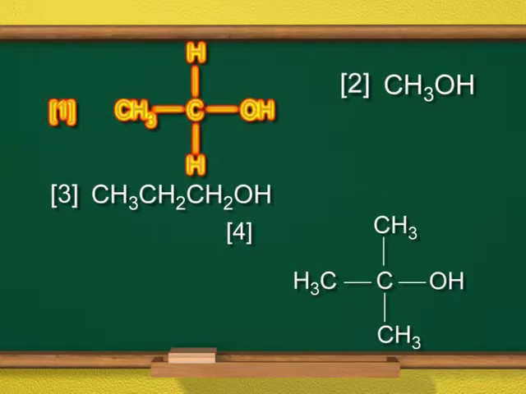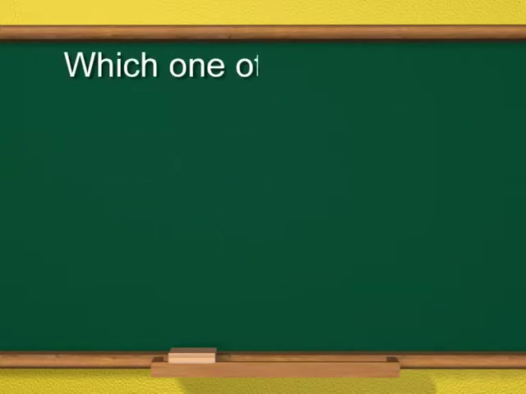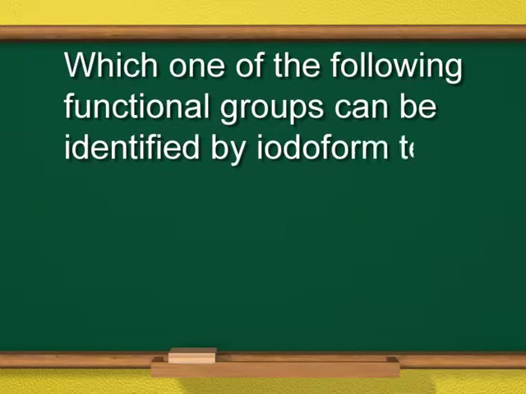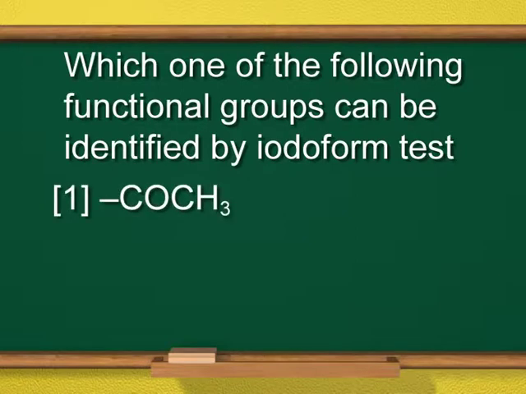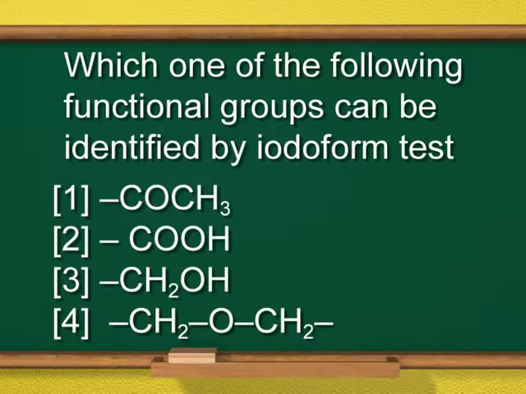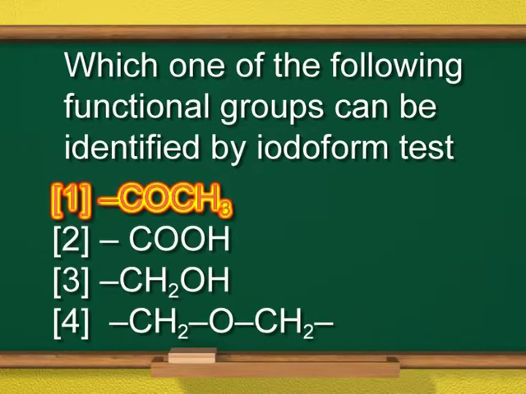Here's my next question. Which one of the following functional groups shown on the screen can be identified by iodoform test? COCH3, COOH, CH2OH or CH2OCH2, and the correct answer is COCH3.